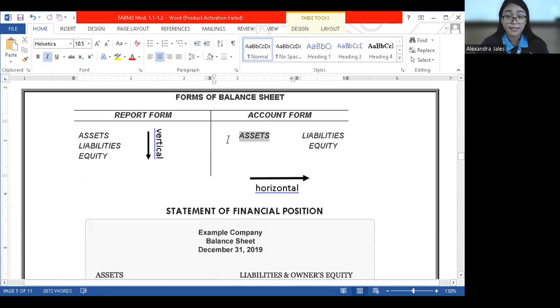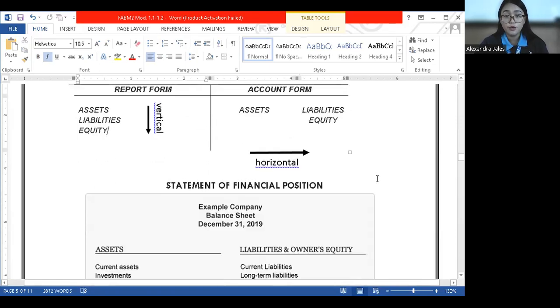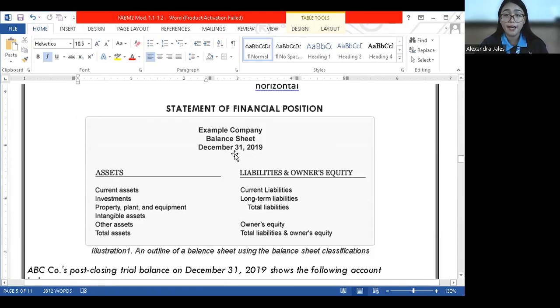So that means on the left side, we have your assets. And on the right side, we have your liabilities and equity. So from this, you could already identify when your account increases or decreases, okay? So we are going to prepare a report and account form of your SFP. If you check here, we have the pro forma of the statement of financial position. And what form is this?